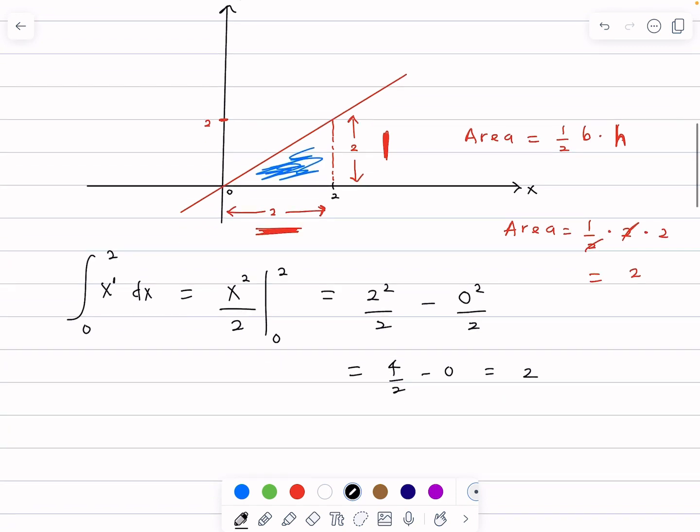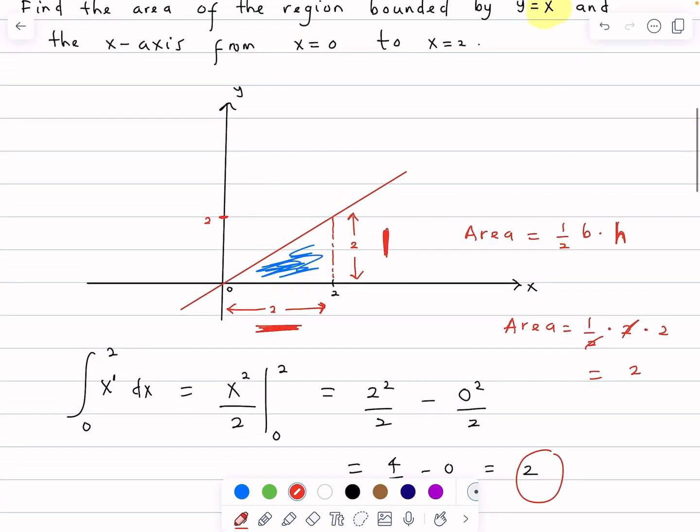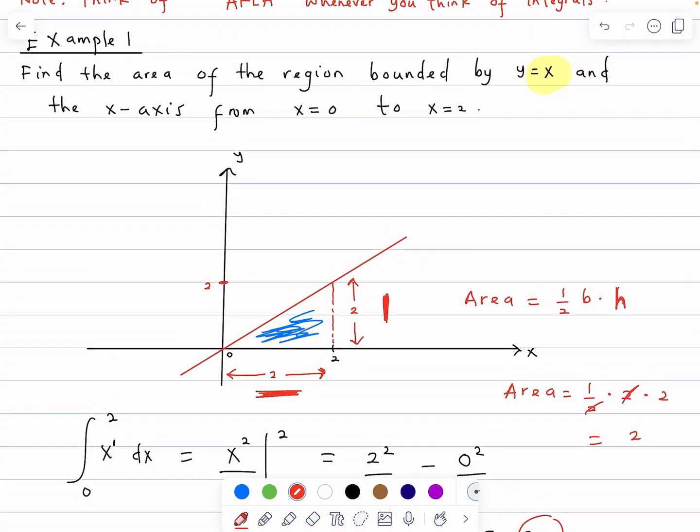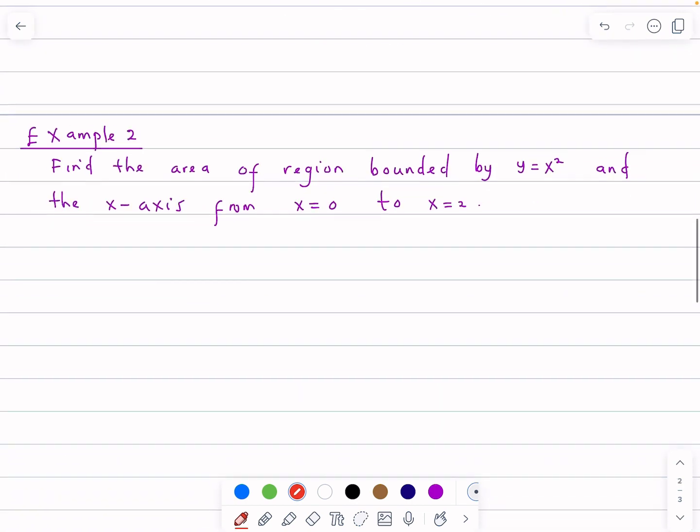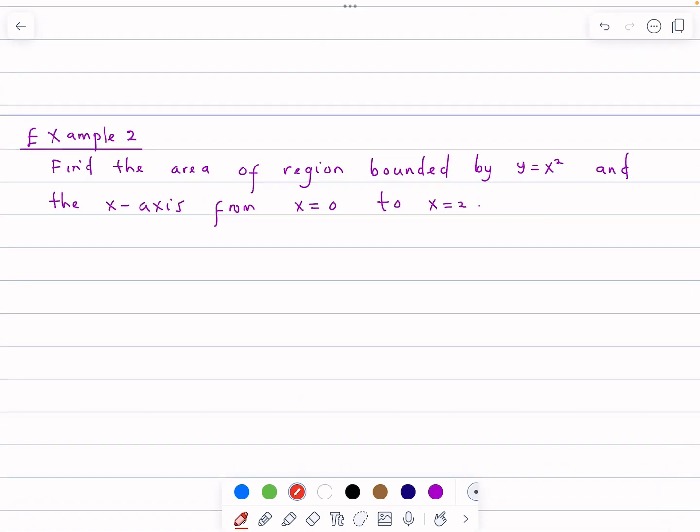So when we evaluated this integral, we got 2. And if you compute the area just from the shape, from the graph, you also got 2, right? So now let's take another example. This example is going to explain more.